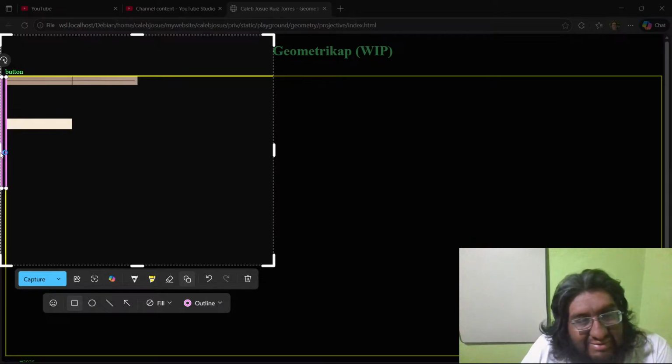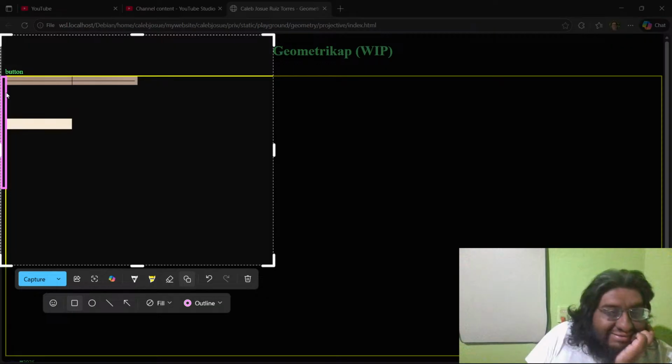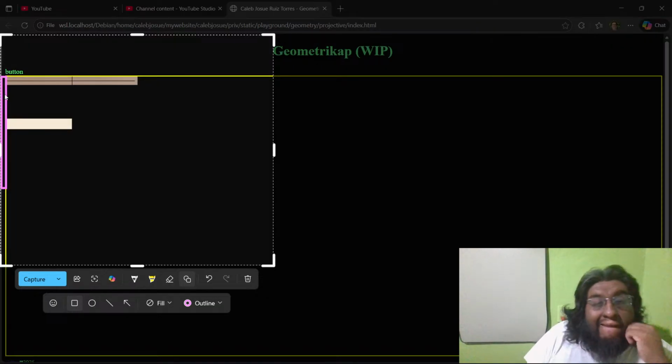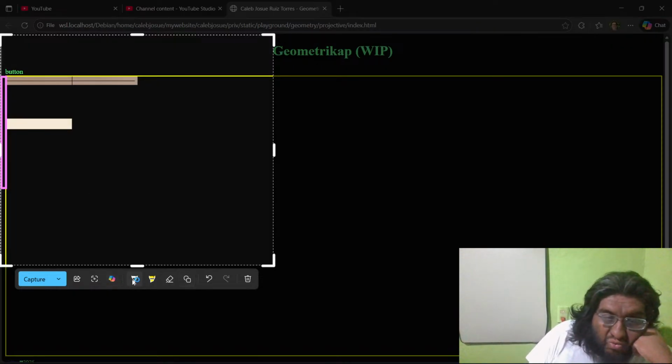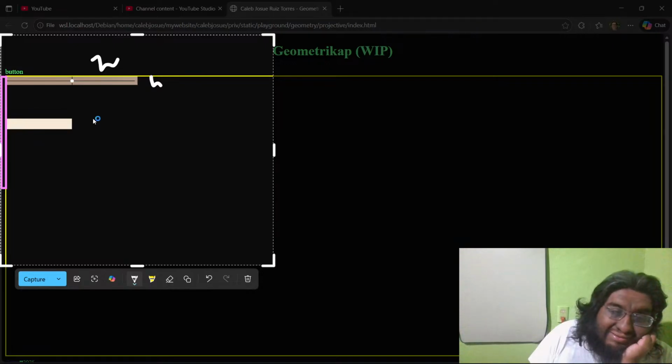Okay, we have this thing. This is the 90 degrees rotation. I hope people really enjoy working with this software. We have the width and we have the height. And we have calculated this point. We can calculate this point.